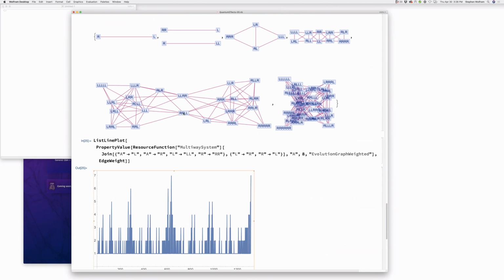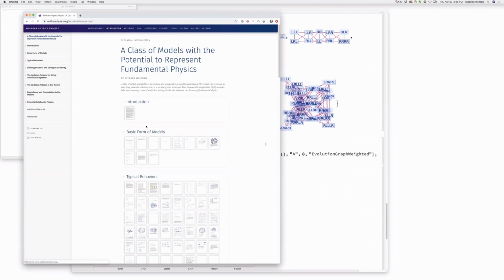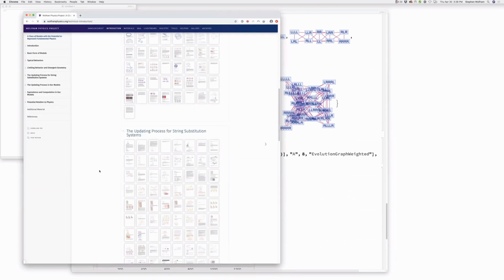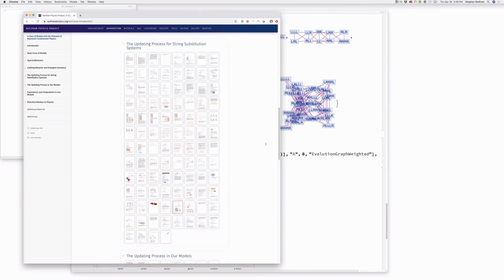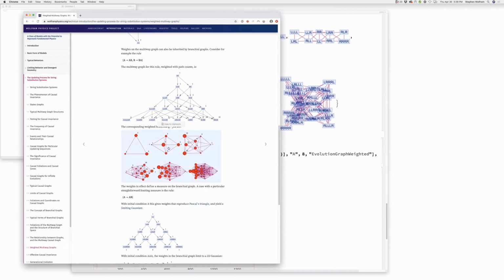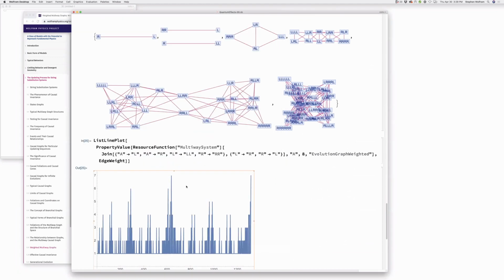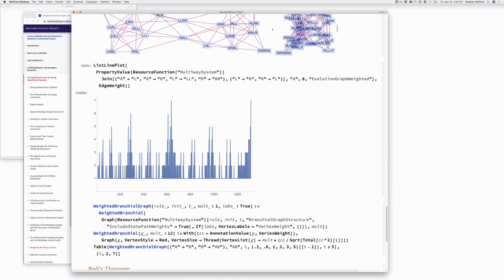I don't think I ever implemented a weighted branchial graph. Let me just check. Well, I used weighted branchial graphs in the technical introduction somewhere, so we must have code. Let's take a look here. String systems, that looks like a weighted branchial graph. Okay, how did I do those weighted branchial graphs? Oh, I have a function called weighted branchial graph. Right. Yeah, so you always have the option include state path weights.